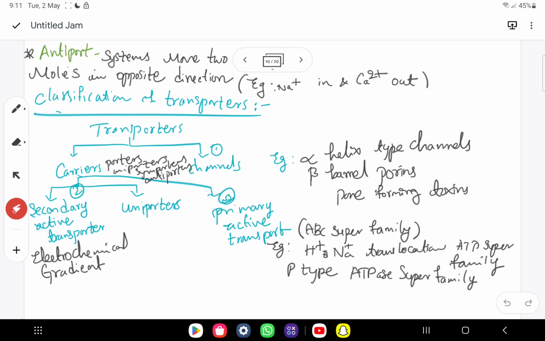Classification of transporters. Transporters are of two types: carriers and channels. Carriers are again divided into primary active transporters, secondary active transporters, and uniporters. Carriers are proteins: uniporters, symporters, antiporters. All porters are carriers.